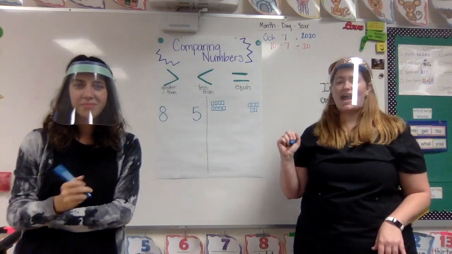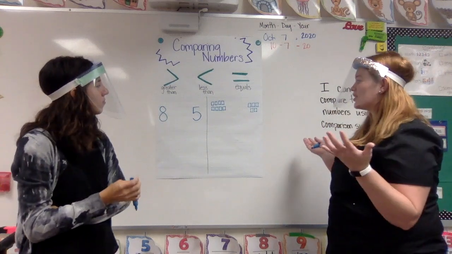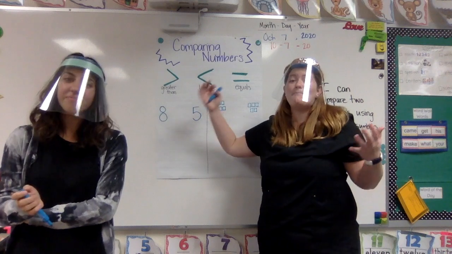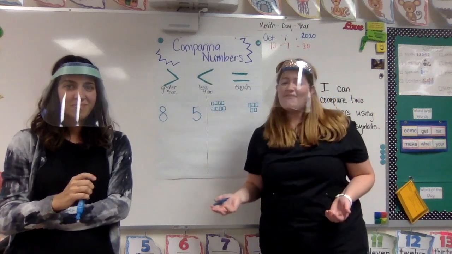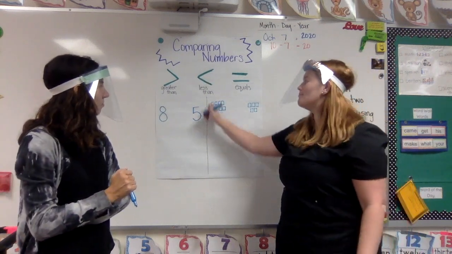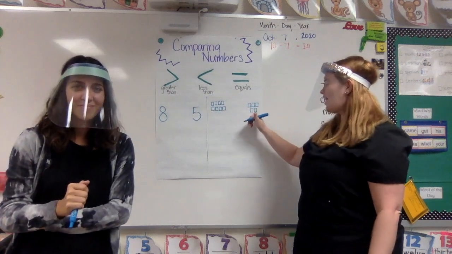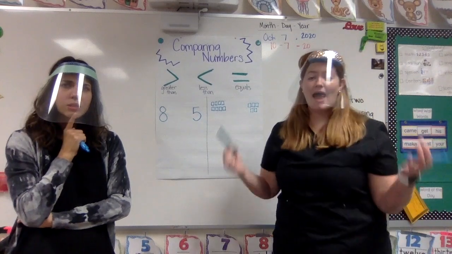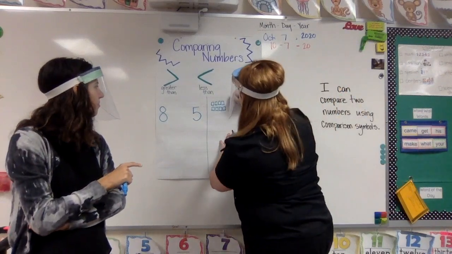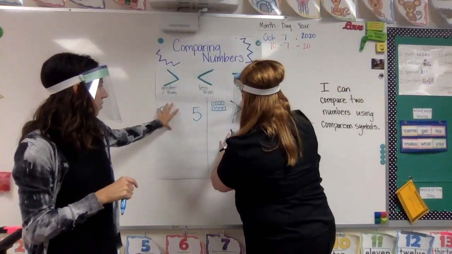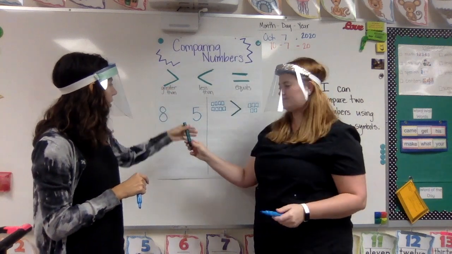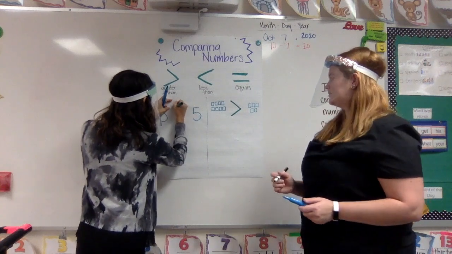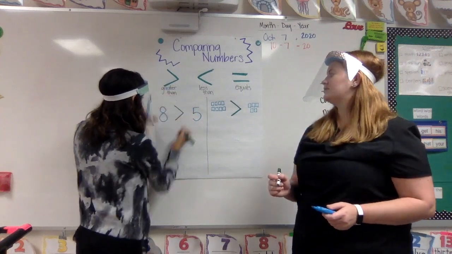And we have 5. Now, if we were looking at our comparison symbols, I know that 8 is a bigger number than 5. But if I didn't, I could see there are more base 10 blocks on the 8 side than the 5 side. So the comparison symbol I'm going to use is greater than. Miss Lime is going to make sure that the bigger side is pointing towards the bigger number to show that this number is greater than 5.